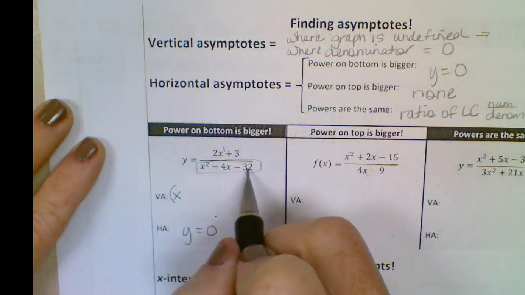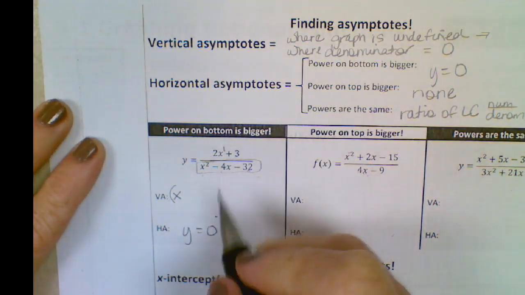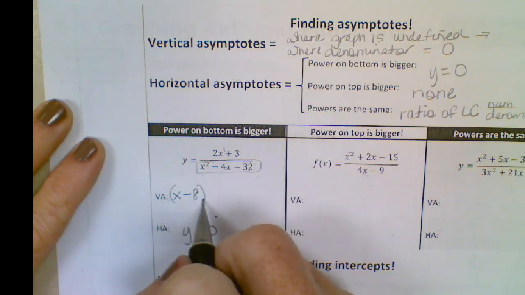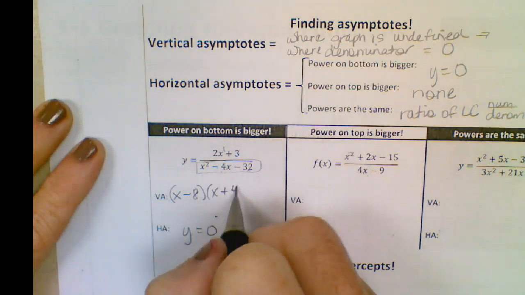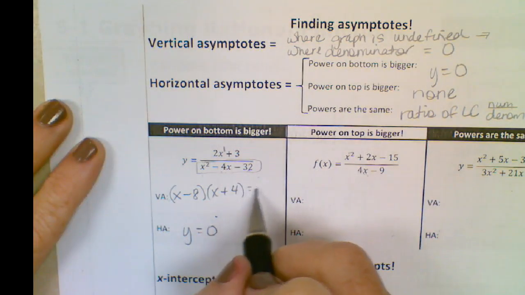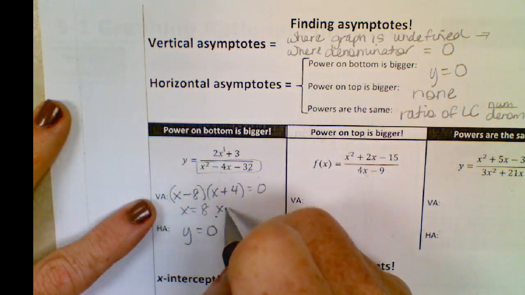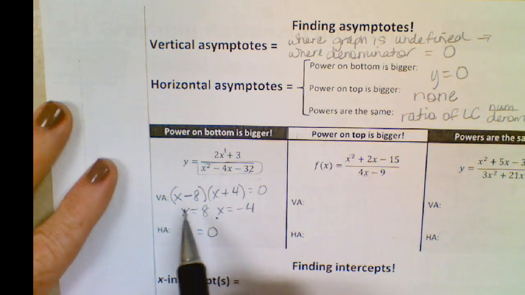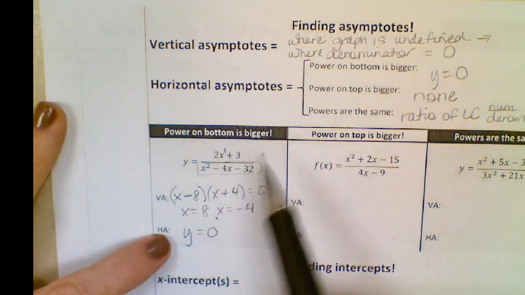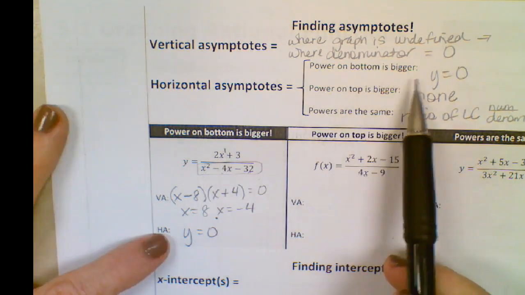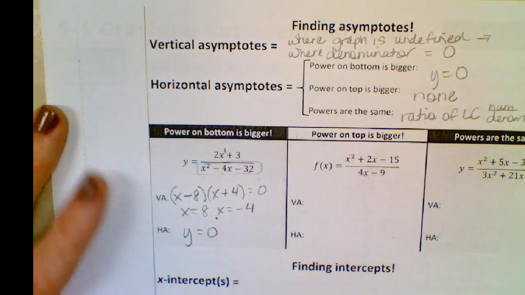So, the two numbers that I can multiply together to get negative 32 that have a sum of negative 4 would be x minus 8 and x plus 4. Each of those being set equal to 0, I would get x equals 8 and x equals negative 4. Those are going to be my vertical asymptotes. Because the degree on the bottom is bigger, I have a horizontal asymptote of y equals 0.